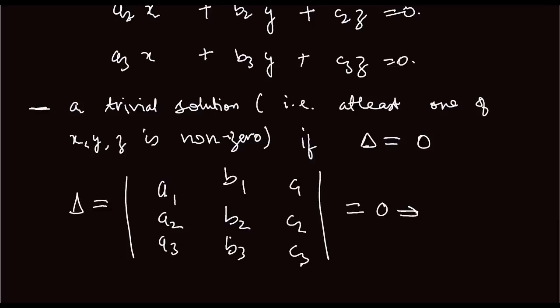If delta is equal to 0, this implies that the system of equations which we discussed above has a non-trivial solution. That is, at least one of x, y, z is not 0.